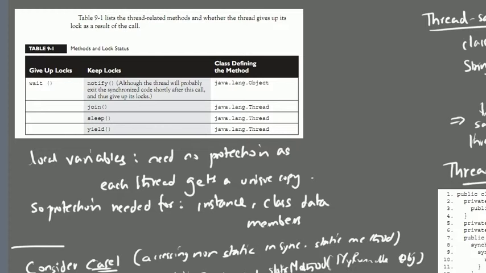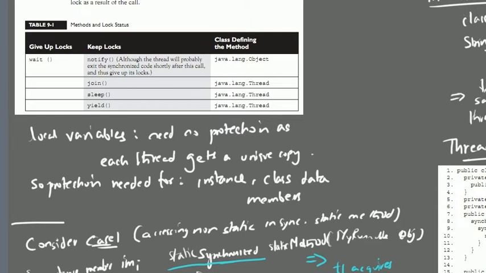And these are the classes in which they're implemented. So join, sleep, and yield are implemented in the thread class, whereas wait and notify belong to the object class. Local variables need no protection because every thread gets a separate copy of them. So protection is actually needed only for the instance members as well as the class data members or the class members.